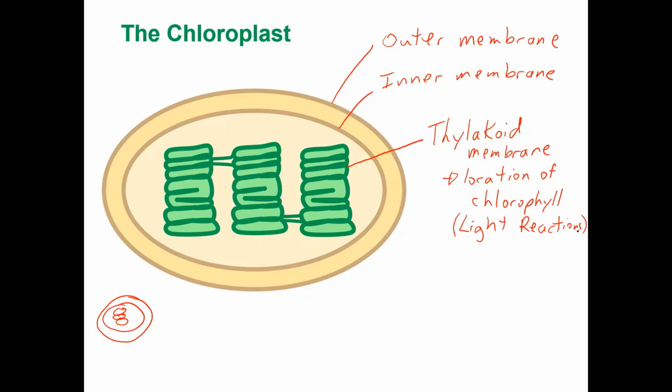Okay, and then inside those little flat things, they sort of look like pancakes or pucks, these are called thylakoids. And the innermost part is called the thylakoid space. So what goes on here?